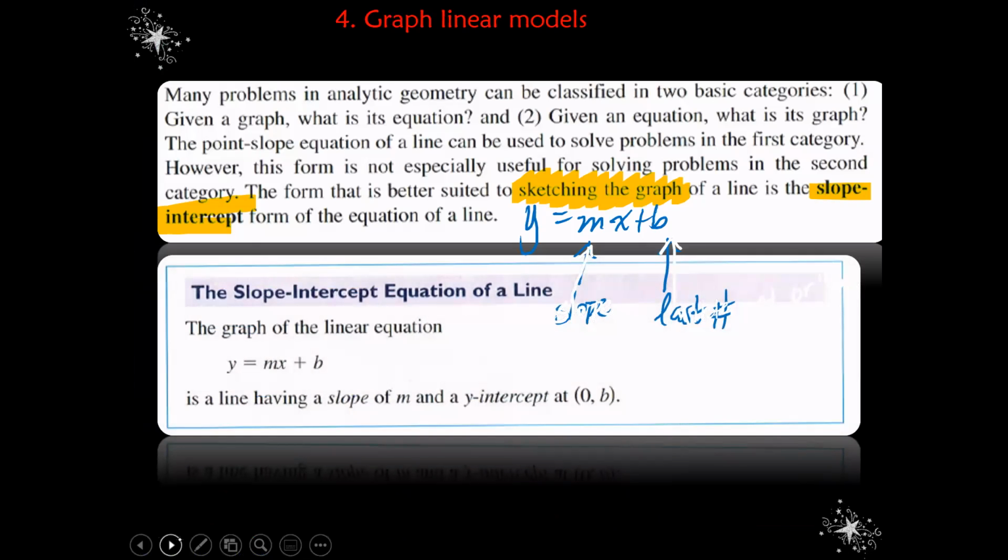When you're graphing a line, there are two things that you need. The first thing you need is to start off with B, which is always going to be on the y-axis, followed by M, which is rise over run.